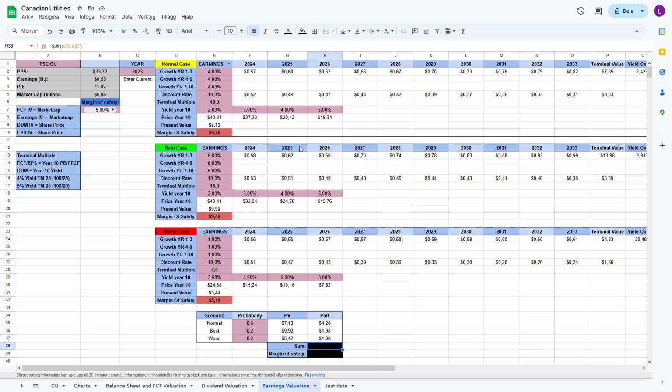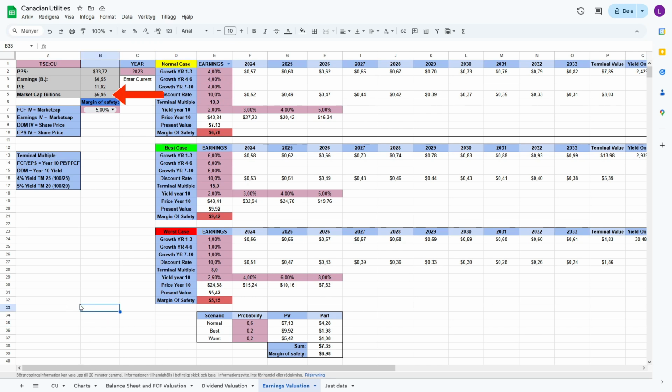Let's put 60-20-20 like we did with the free cash flow and a margin of safety of 5%, giving us a present value of $7.35, and with a margin of safety $6.98. Remember, both this and the cash flow are in billions. So 7.35 billion and 6.98 billion. This should be compared to the market cap.